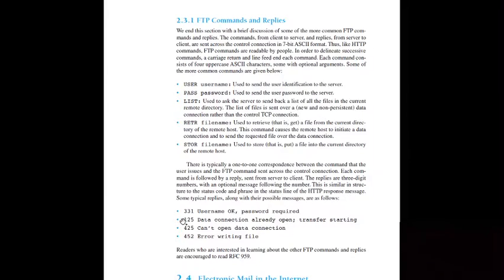Next number is 125. It tells that the data connection is already open, transfer starting. So it always tells the status of the transferring of files. Now 425 tells cannot open data connection. 452 is error in writing a file. So this is all about the FTP commands and the replies.